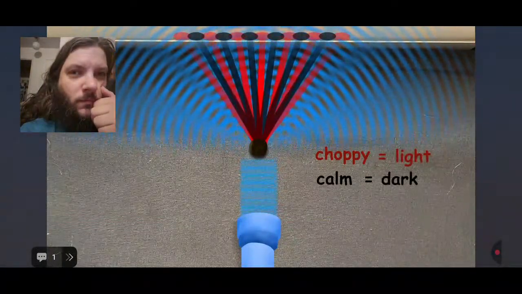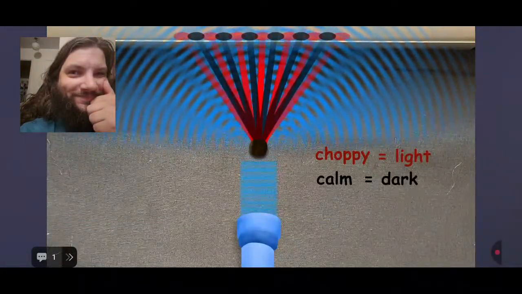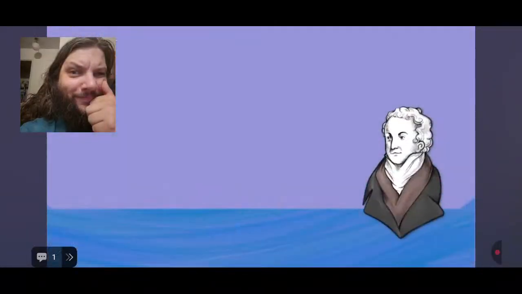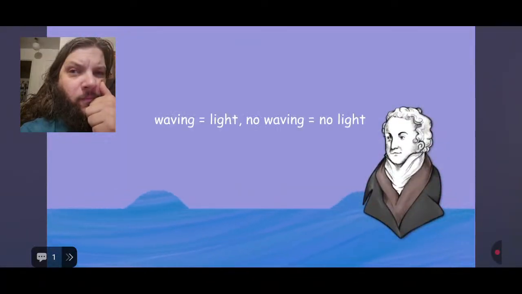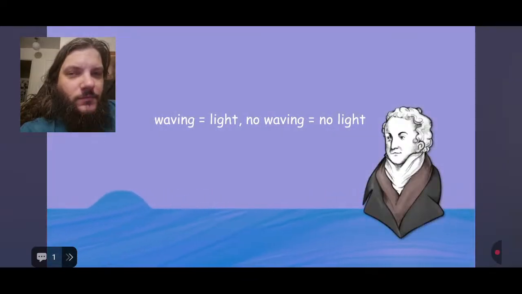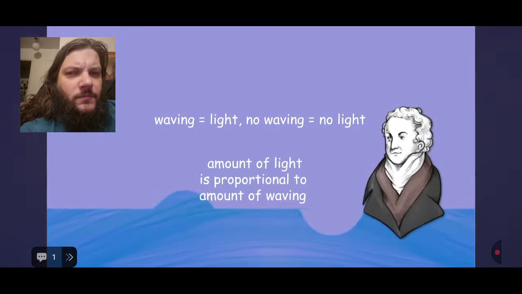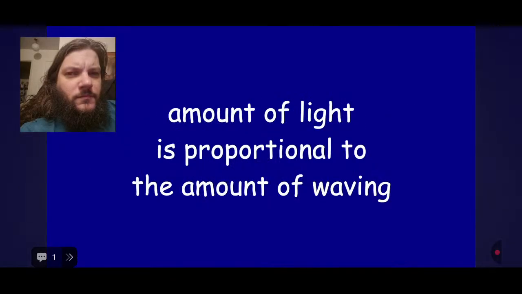Suspiciously well with the pattern of the double slit, where you have alternating spots of light and dark. Thomas Young's hypothesis was, when there's this waving, there's light. And when the waves cancel out, and so there's no waving, there is no light. In other words, the amount of light produced in a spot is proportional to the amount of waving.